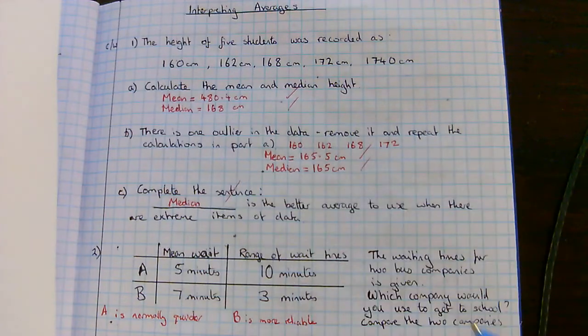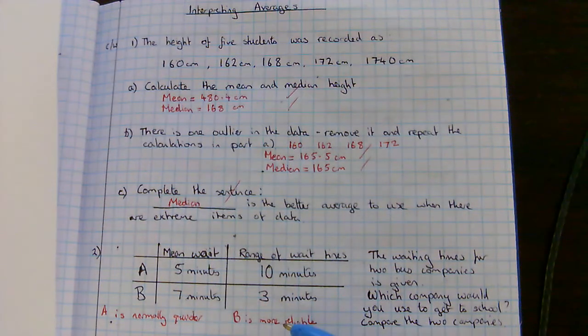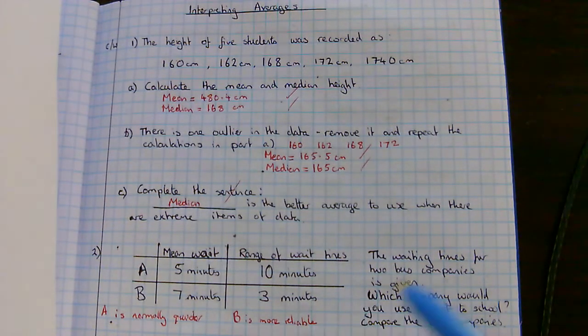For the second question, I would expect to see a response which says that bus company A is normally quicker because it's normally 5 minutes rather than 7 minutes, but B is more reliable because there's less range in the waiting time. You can argue either way of which one you choose to get to school. Most people would choose option B because it's less likely that they're late for school, so less likely that you would get a detention because you've got that increased reliability.